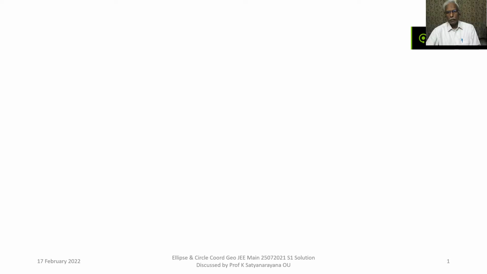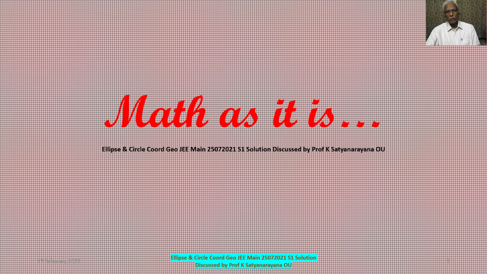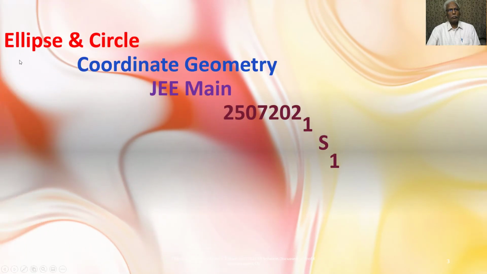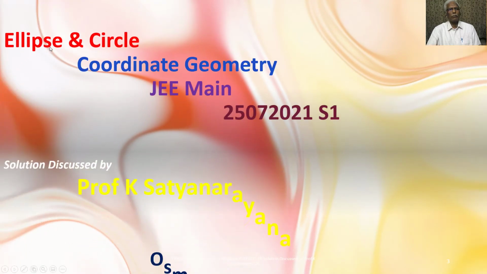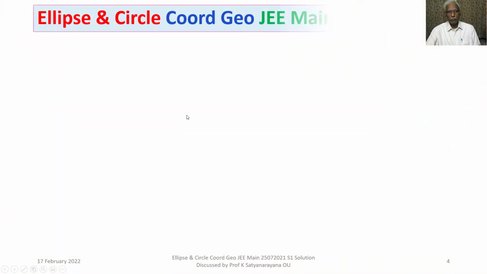We now discuss the solution of a problem from the section Coordinate Geometry. The problem is on the concepts of ellipse and circles, and the related concepts are also used. And this problem has appeared in JEE Main exam held on 25th July 2021 in the morning shift.